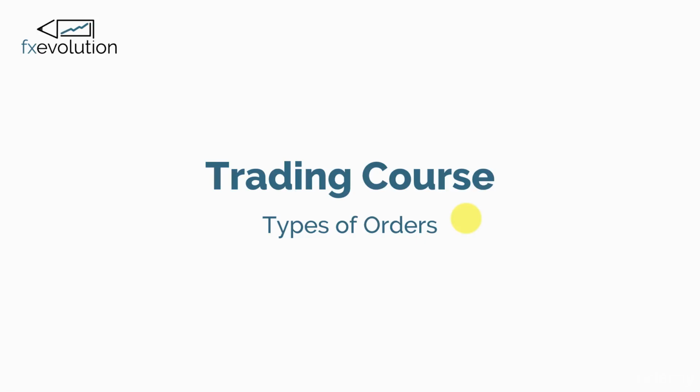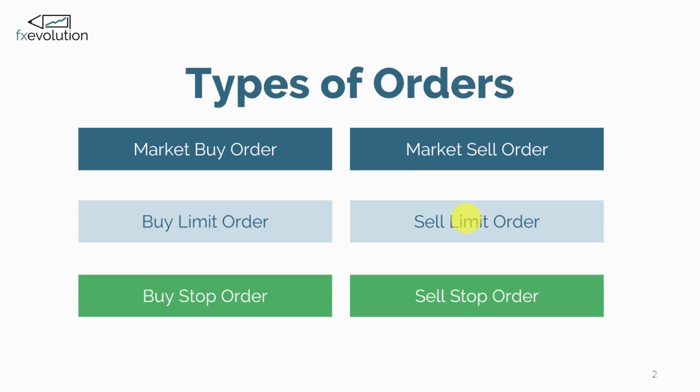Today we're going to be talking about types of orders in the market and when and how to use them. So here we have a brief summary of the different types of orders. We've got the market buy order, the market sell order, the buy limit order, the sell limit order, the buy stop order, and the sell stop order.